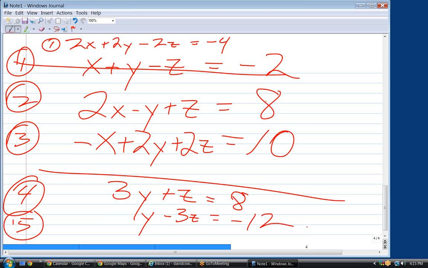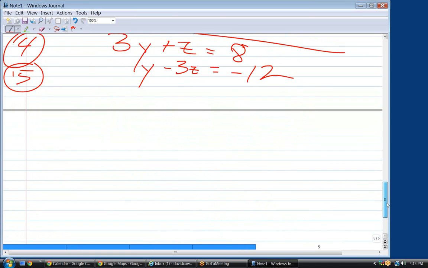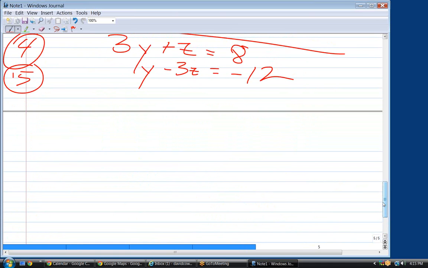Okay. Now notice we have a much simpler system. We have 2 equations and 2 variables. We know how to solve that. Let's solve that. What do I do now? You can multiply the fifth one by 3, then subtract them.